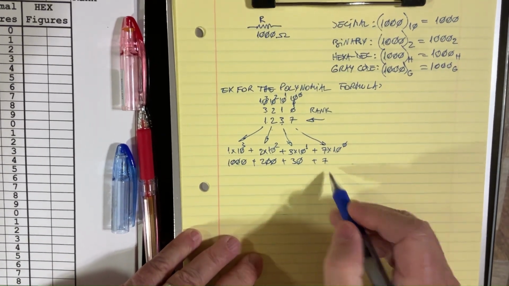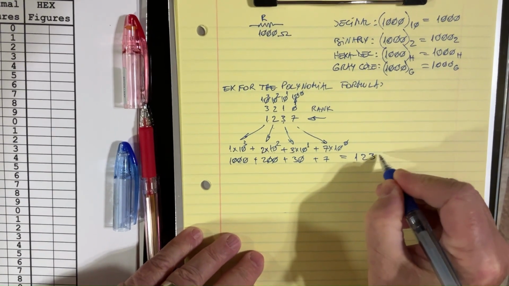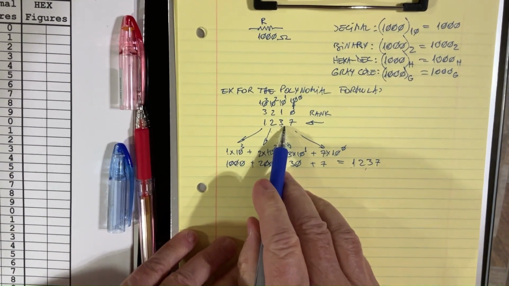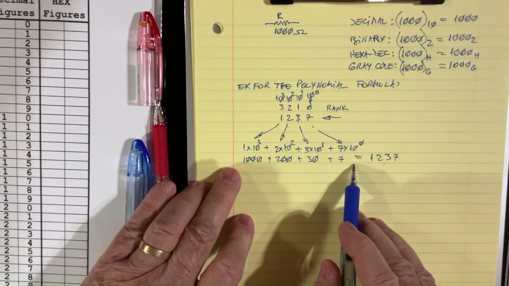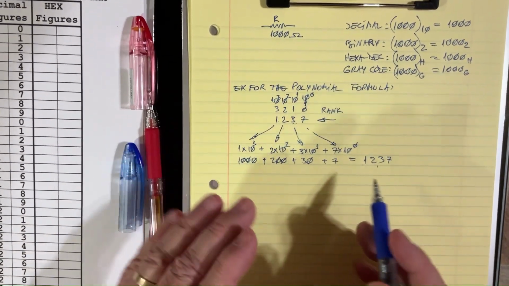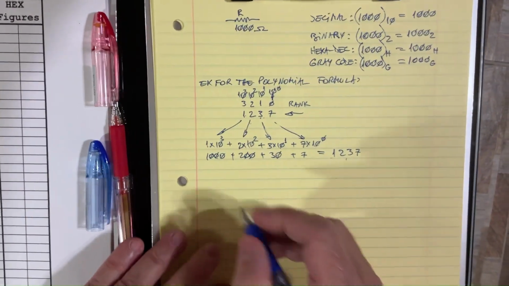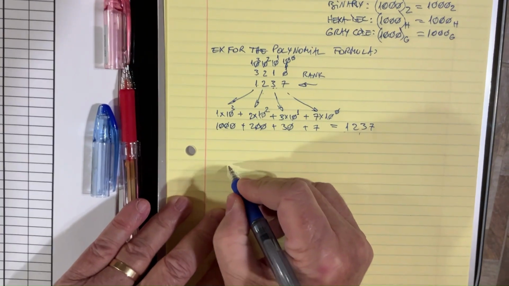When you add all this up, you get exactly 1237, which was the initial number. But this is how it's made mathematically. Once we understand this, the same kind of rule or formula applies for a binary number. Let's pick up a binary number now.